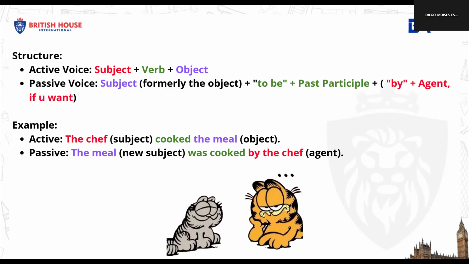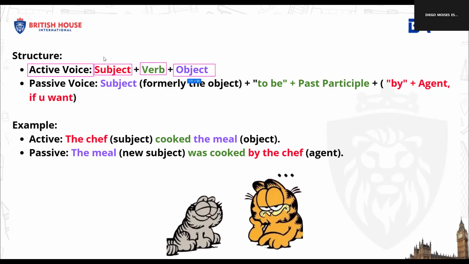We have two things here. So we're going to start with the active voice. Okay, active voice. We have subject plus verb plus object.